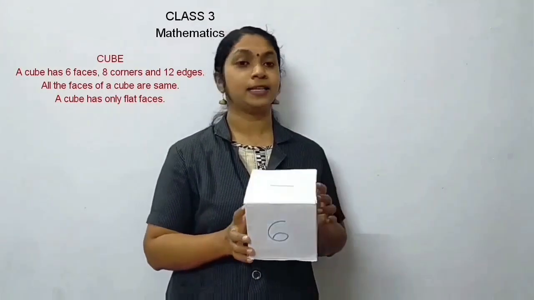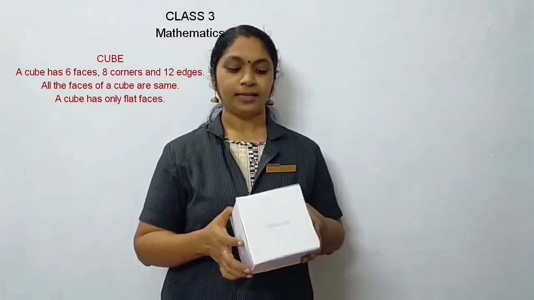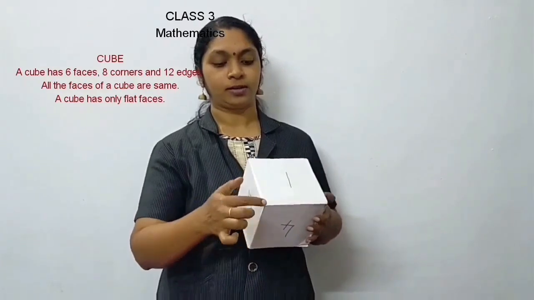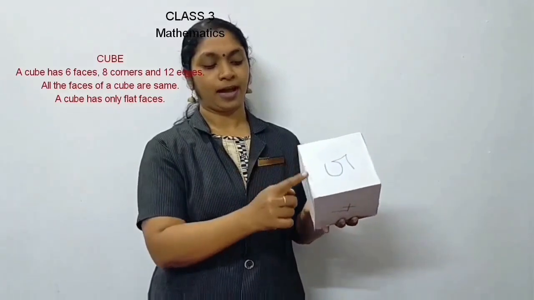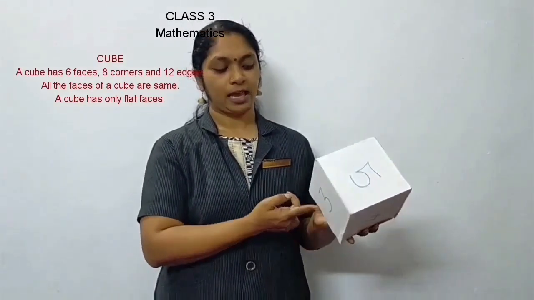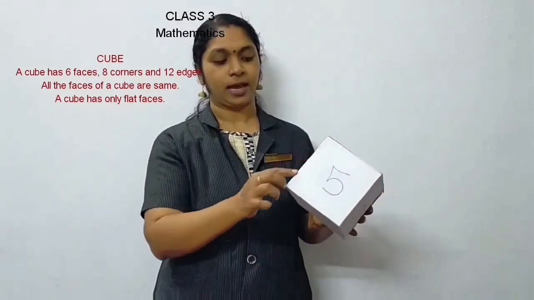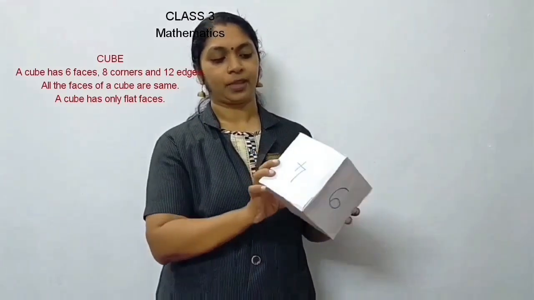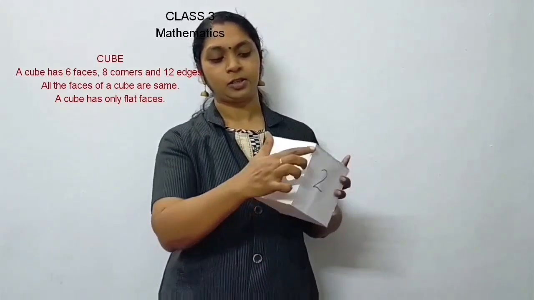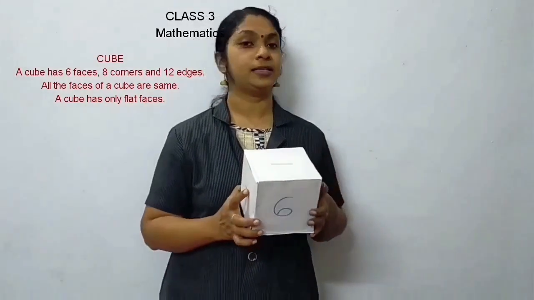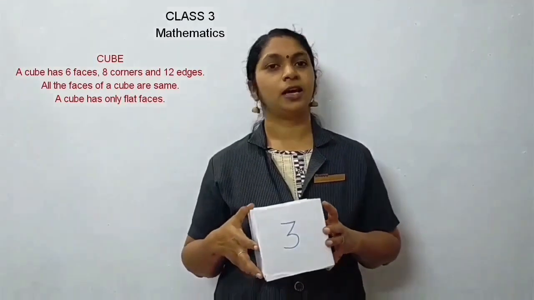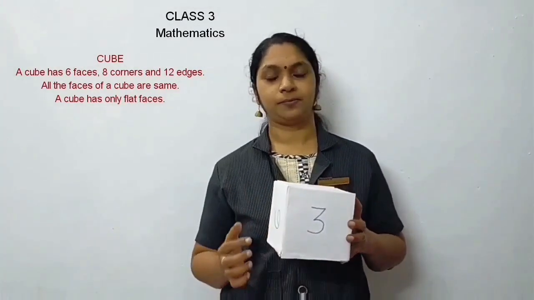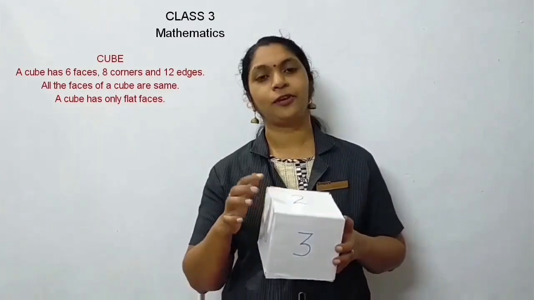A cube has 8 corners and it has 12 edges. 1, 2, 3, 4, 5, 6, 7, 8, 9, 10, 11, 12. A cube has 12 edges. Edges are the lines where 2 faces meet. All the faces of a cube are same.